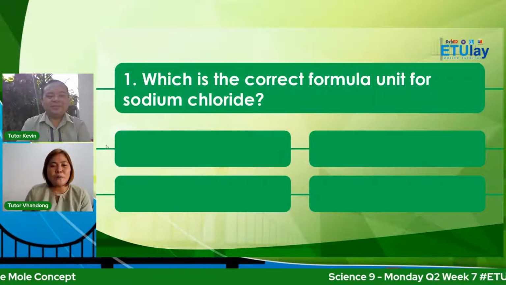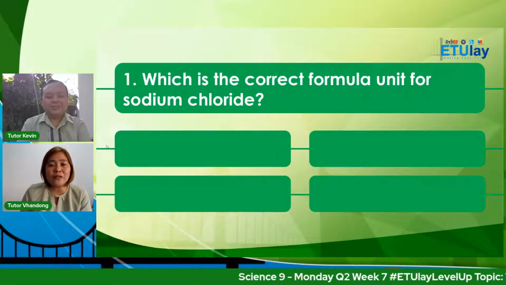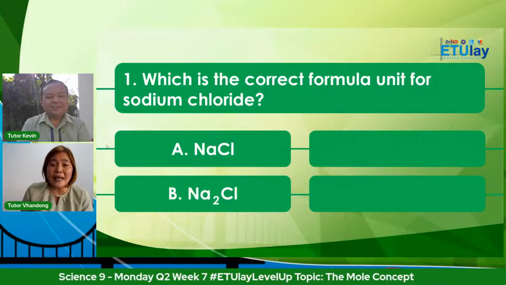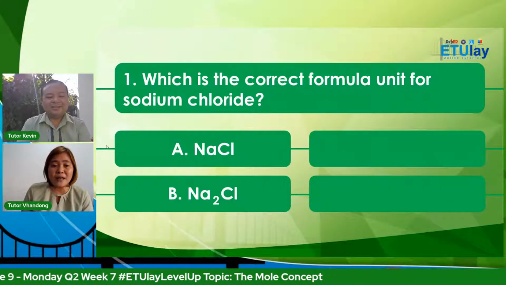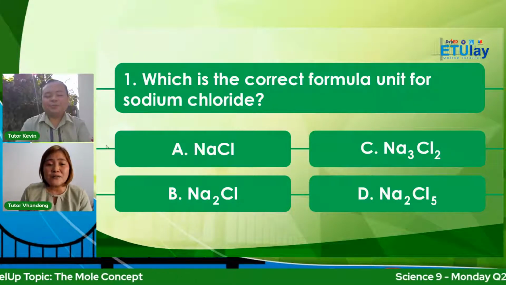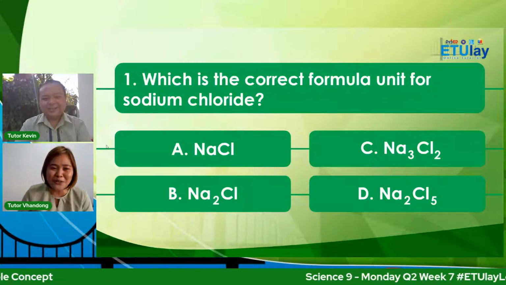Question number 1 is, which is the correct formula unit for sodium chloride? Is it A, NaCl? Is it B, Na2Cl? Is it C, Na3Cl2? Or is it D, Na2Cl5? Answer mo! Show mo!